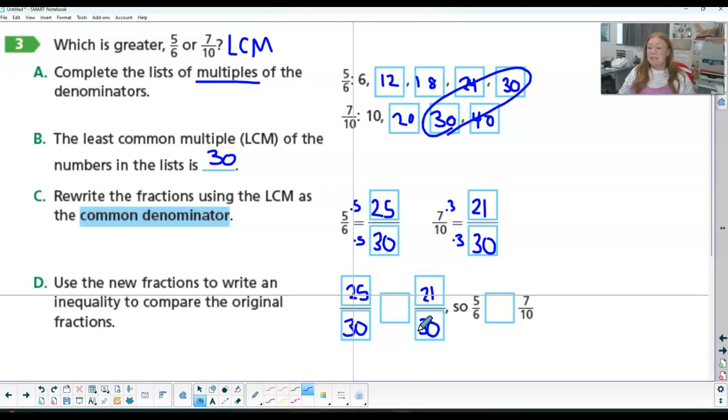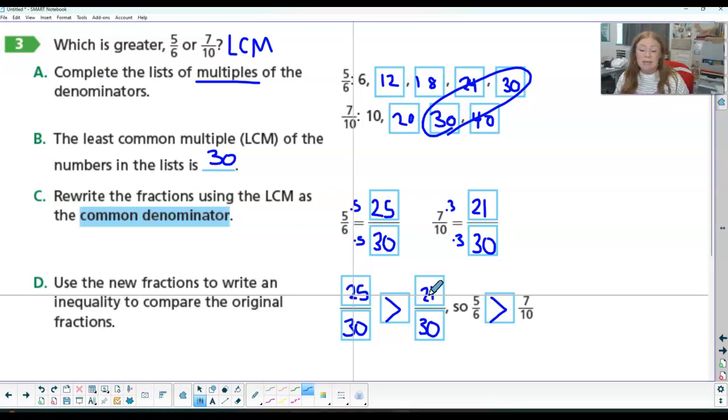So we have this pizza, it's your favorite pizza. They cut it into 30 pieces. You can either take home 25 of them or 21. They're the same size, so 25 is going to be greater. So same order, 5/6 is really greater than 7/10. By having these common denominators, it makes it really easy to see which one is bigger, which one is smaller.